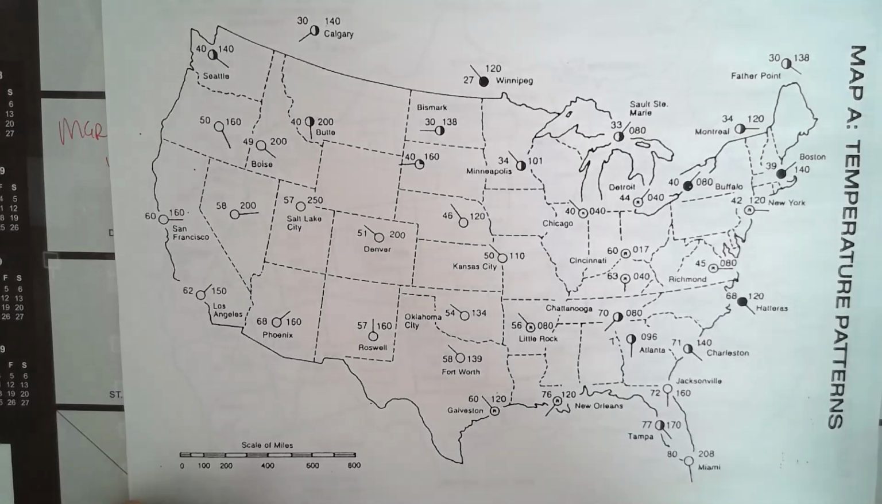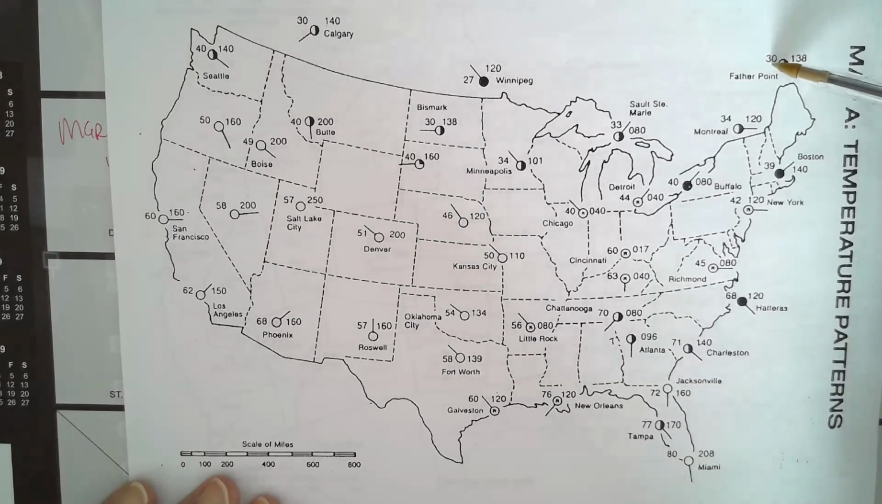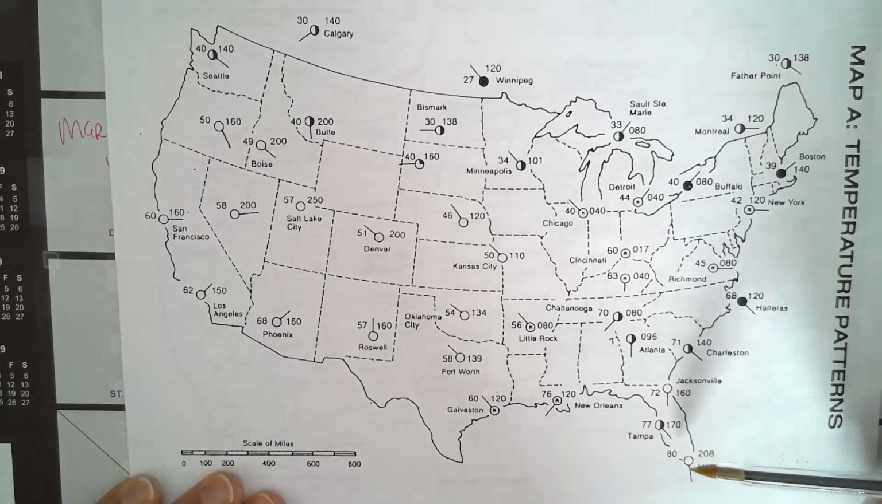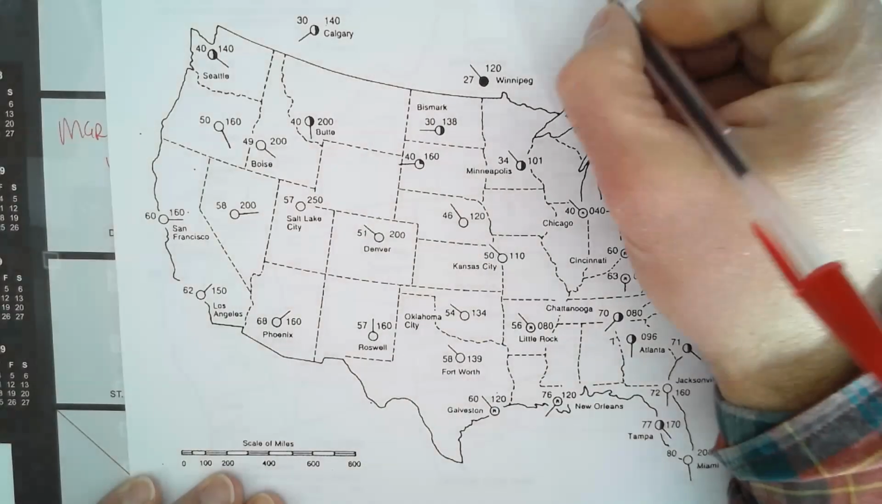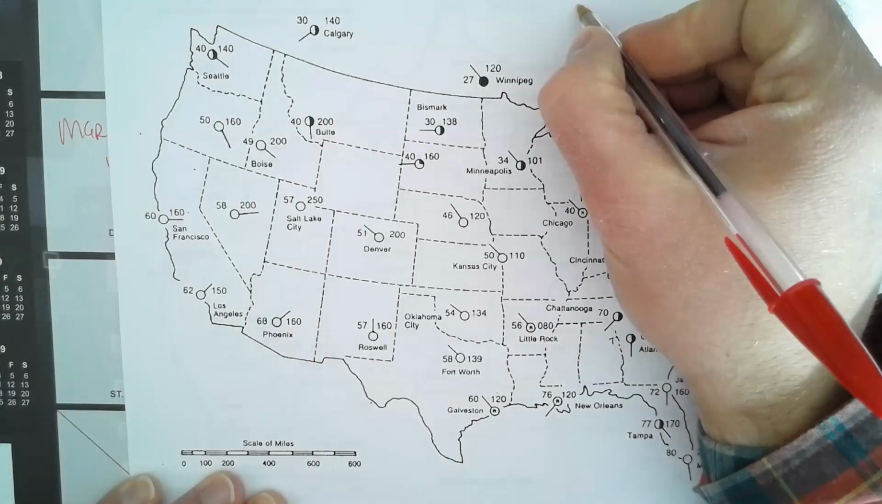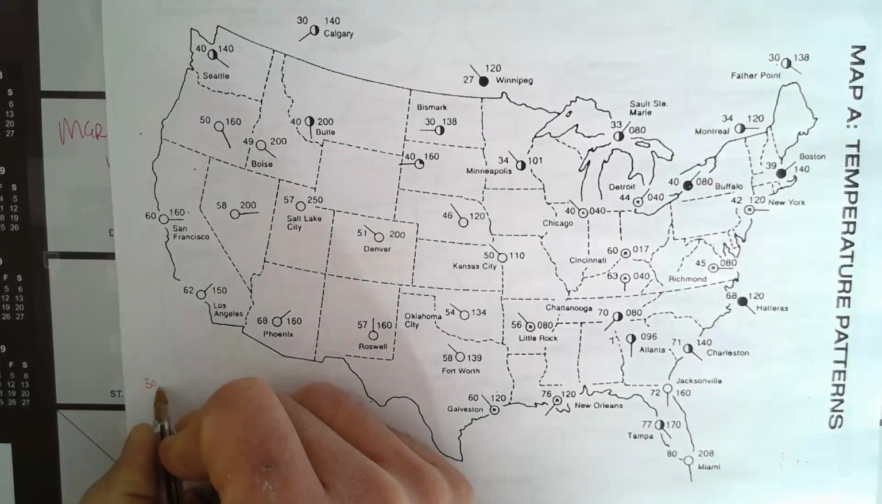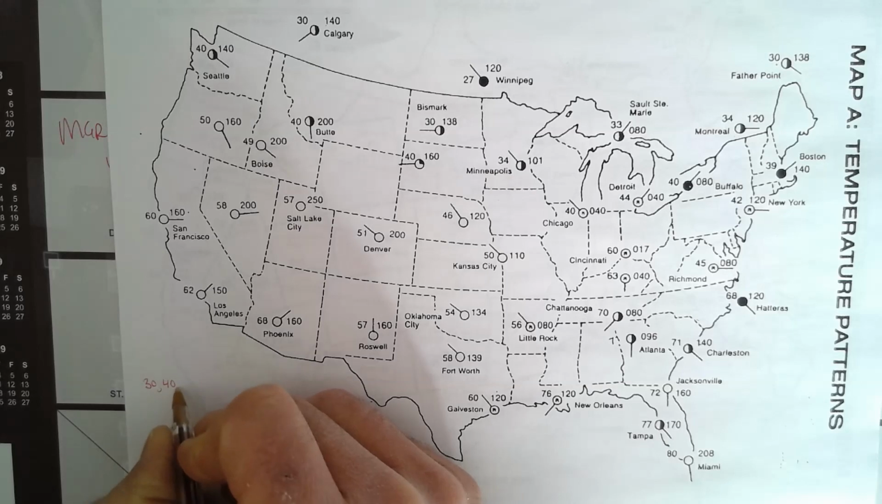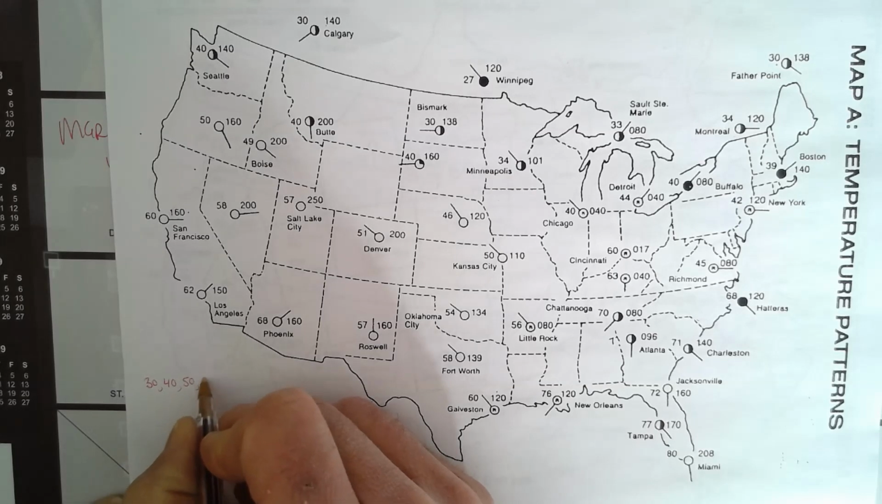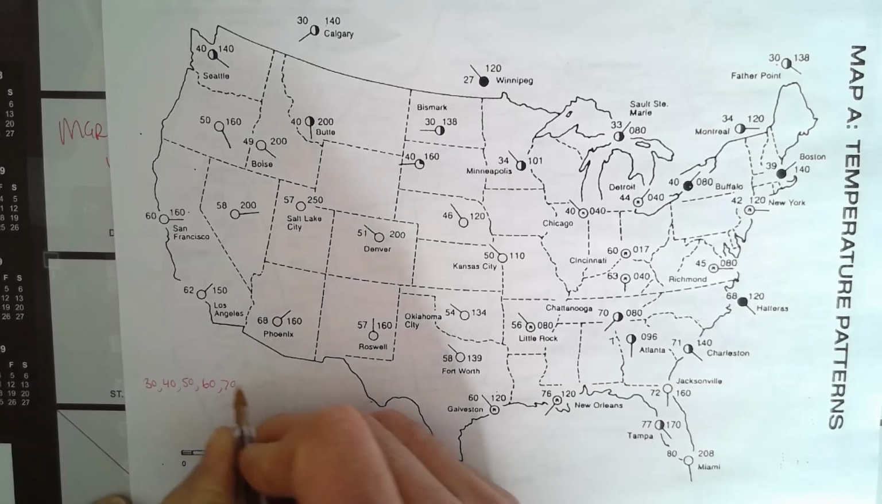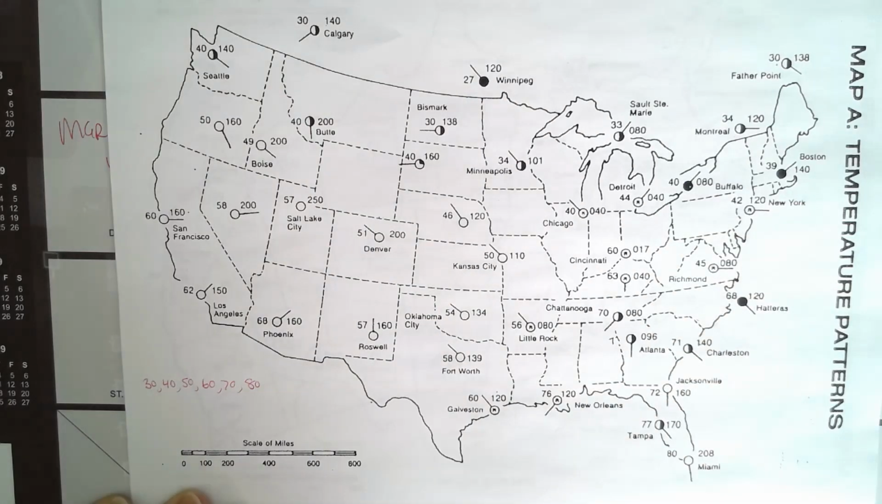As I can see, my lowest temperature here is 30 degrees. My highest temperature is 80 degrees. So we are going to have a 30-degree line, a 40-degree line, a 50-degree line, a 60-degree line, a 70-degree line, and an 80-degree line.